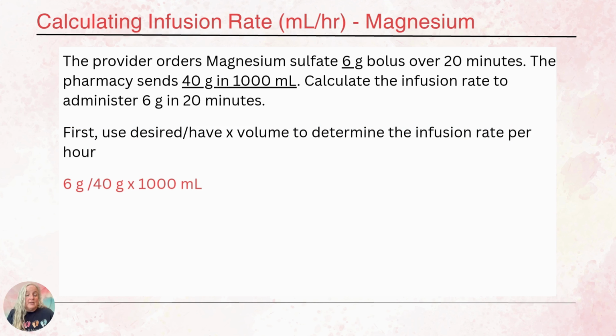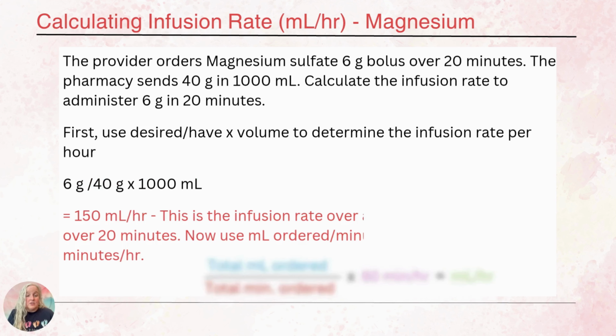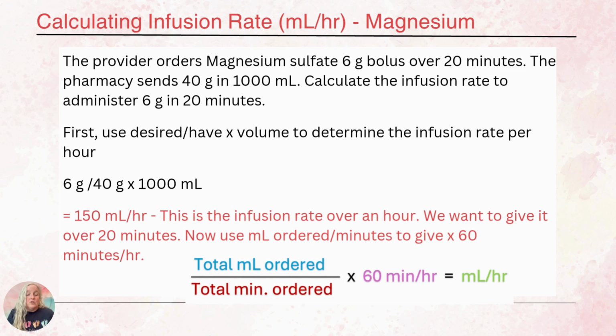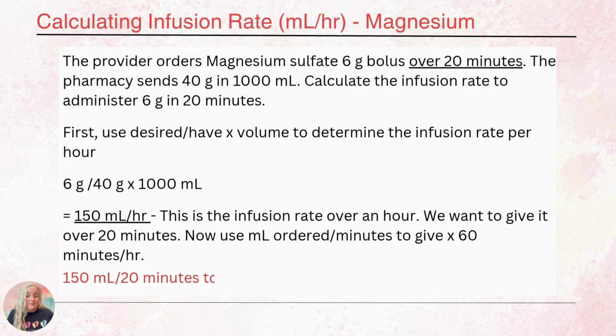So what we want is 6 grams, and what we have is 40 grams. So 6 grams divided by 40 grams times the volume in the bag, which is 1,000 milliliters. And we find the total to be 150 milliliters per hour. This would be the infusion rate if we were infusing over an hour, but we want to give this over 20 minutes. So now we're going to use milliliters ordered over minutes to give times 60 minutes in an hour.